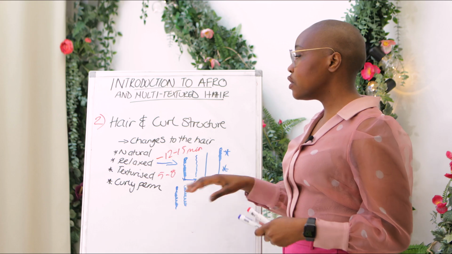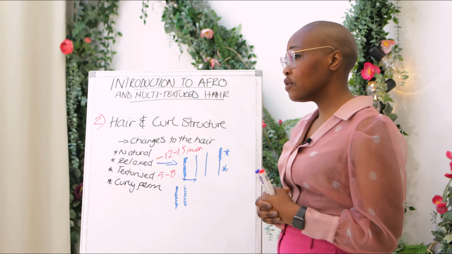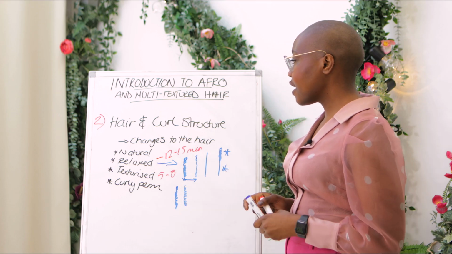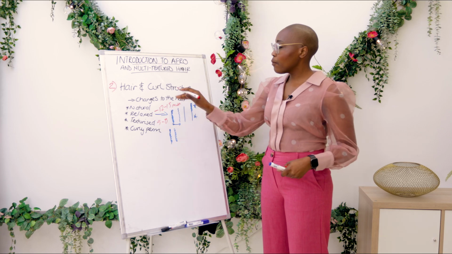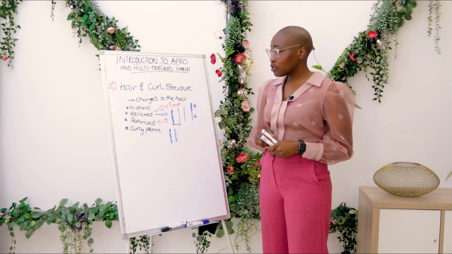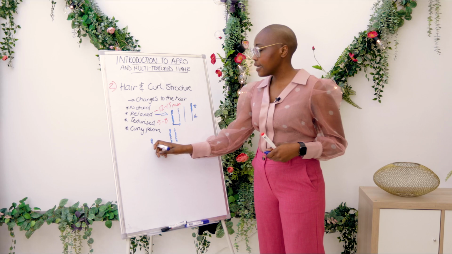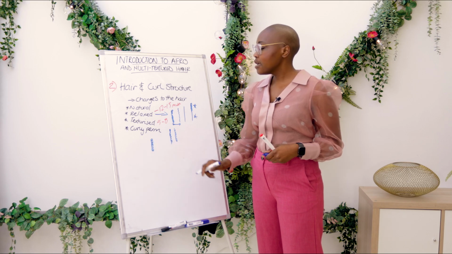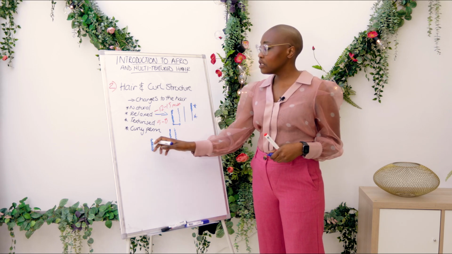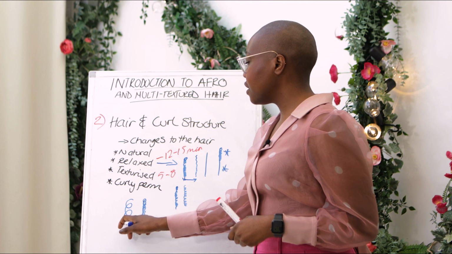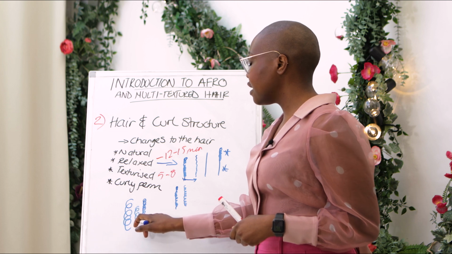So it's very important to understand the differences that can be done to the hair and what the structure of the hair essentially is. I'm going to be talking a little bit more about the structure of the hair in terms of what we see when we're looking at tightly coiled hair, which is essentially what this is, and then what we see when we're talking about multi-textured hair, which is varying degrees of different textures in the hair.